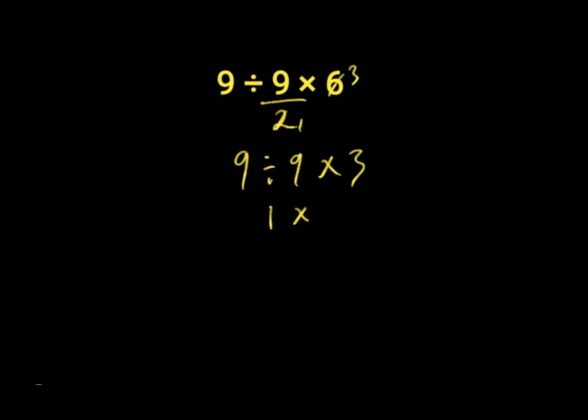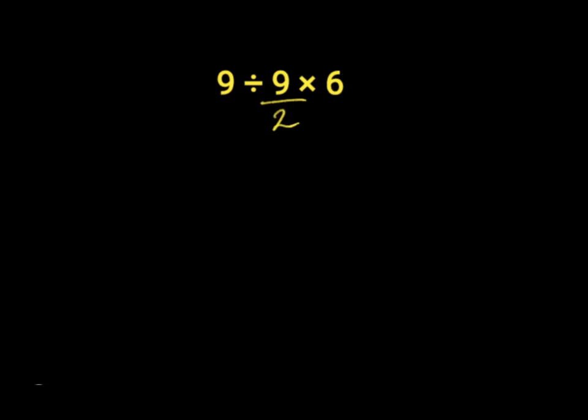Then 1 times 3 will give us 3, which is incorrect because we did not work with the order of operation. According to the order of operation, division and multiplication have equal priority, so we have to solve our division first before solving our multiplication.